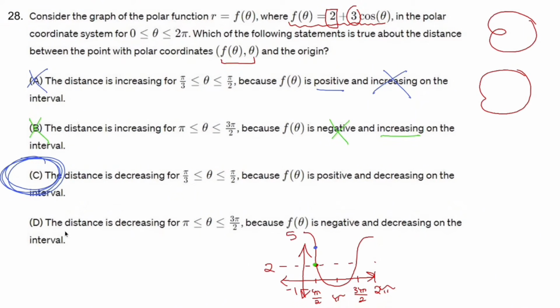Now, why is D incorrect? The distance is decreasing from pi to 3 pi over 2. Well, it's not. It's increasing. So that's just immediately wrong, which makes the whole thing wrong. But there you go. The answer is C.